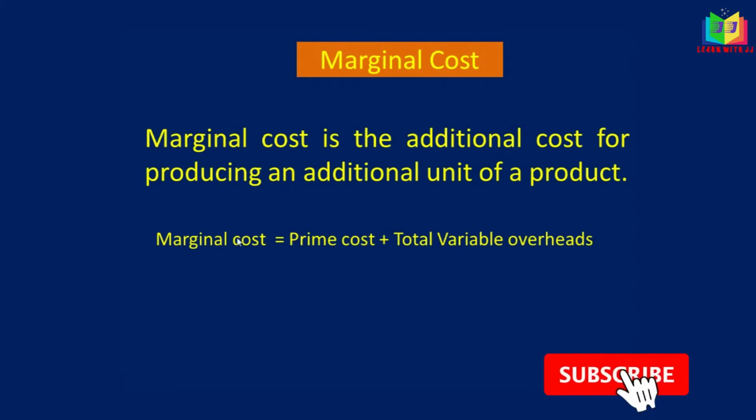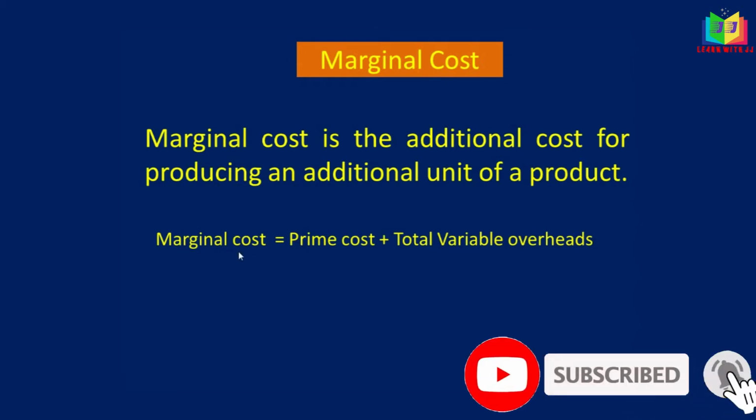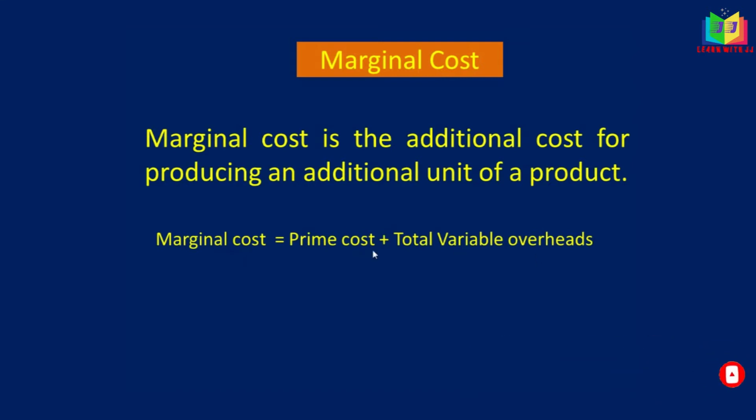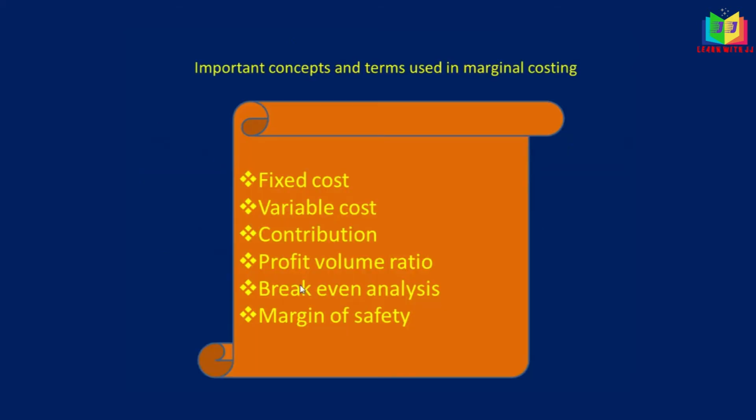The formula to calculate this marginal cost is prime cost plus total variable overhead. Here the prime cost will include your direct material, direct wages and direct expenses. All your direct expenses plus your total variable overhead is the marginal cost here. Now we'll see the important concepts and terms used in this marginal costing.